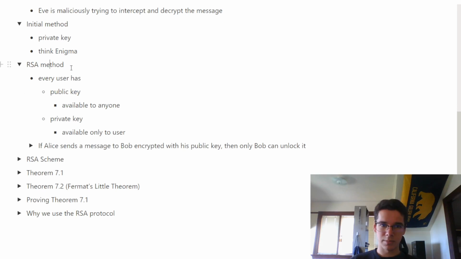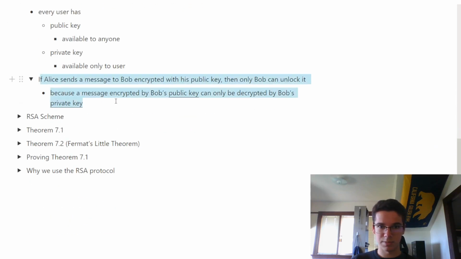But there's this other method that was developed recently called the RSA method. And in this network, each user has a public key and a private key. The public key is available to anyone, and the private key is only known by the individual user. However, if Alice sends a message encrypted using Bob's public key, only Bob can unlock it, because you can only unlock a person's public key with that person's private key, and the only person with that private key is the person themselves. So hopefully this makes it a bit more clear than what I said.